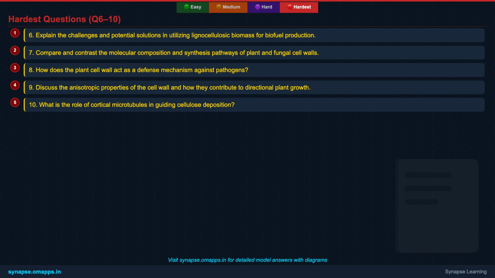How does the plant cell wall act as a defense mechanism against pathogens? Discuss the anisotropic properties of the cell wall and how they contribute to directional plant growth. And finally, what is the role of cortical microtubules in guiding cellulose deposition? Take your time, think critically, and articulate comprehensive answers.